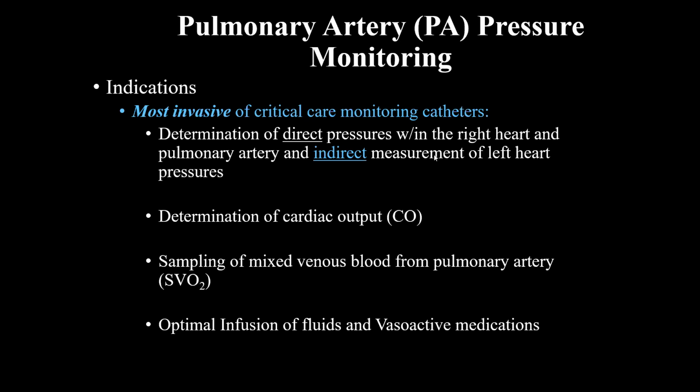We're going to get cardiac output. We're not going to do mixed venous. I haven't seen that much anymore. In the pulmonary artery, we've got some deoxygenated blood. Remember, the pulmonary artery is the only artery in the body that has deoxygenated blood. So we're looking at venous blood. And then optimal infusion of fluids and vasoactive medications. And some of the medications that we had you look up, we'll talk about.